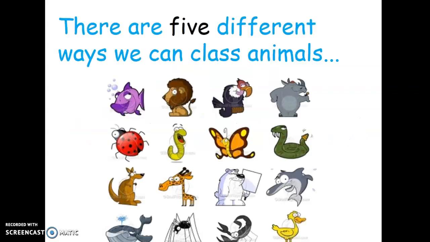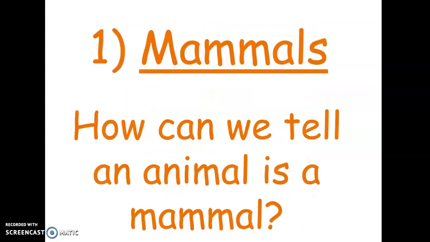Everyone! Now for science today, we're going to be learning about animal classifications. That just means that we're going to be sorting animals into different groups. Now, there are 5 different ways that we can class animals. The first way is by grouping them into mammals.